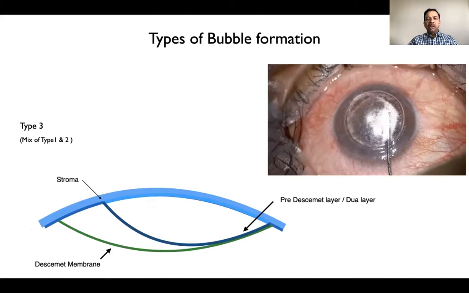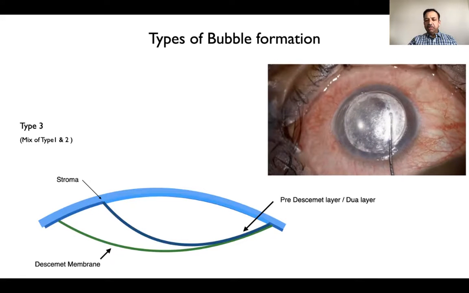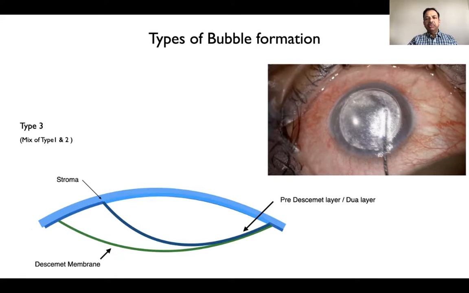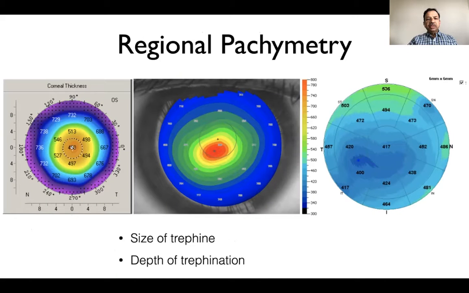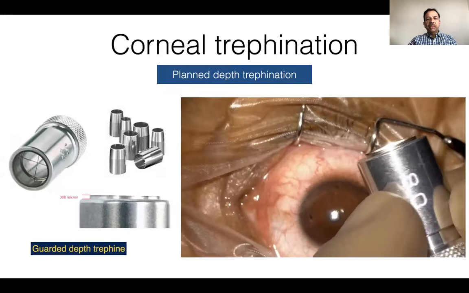A combination of type 1 and type 2 is referred to as the type 3 or the mixed bubble, where the bubble starts off as a type 1 and then breaks away, forming a type 2 bubble. In the surgical planning, as I mentioned, we need to have some idea of the regional pachymetry, which can help us decide the size of the trephine, that means the diameter of the trephine, and also the depth of trephination that you're going to perform.